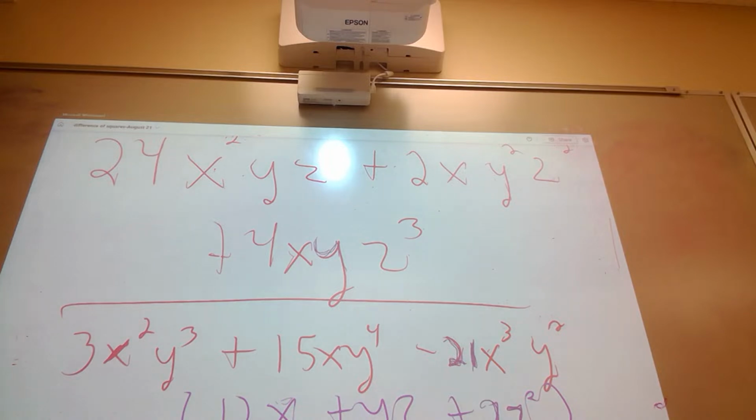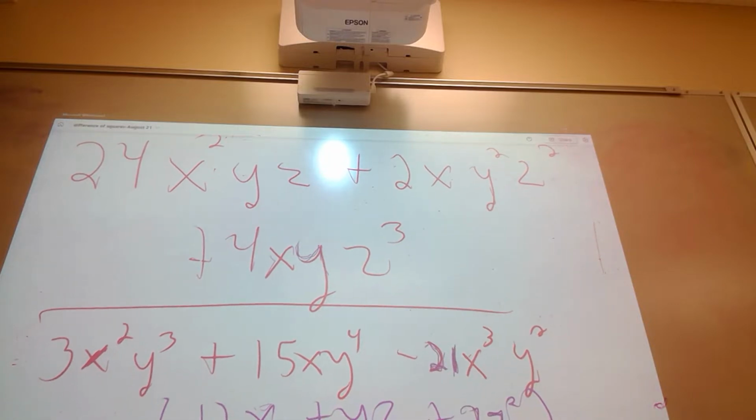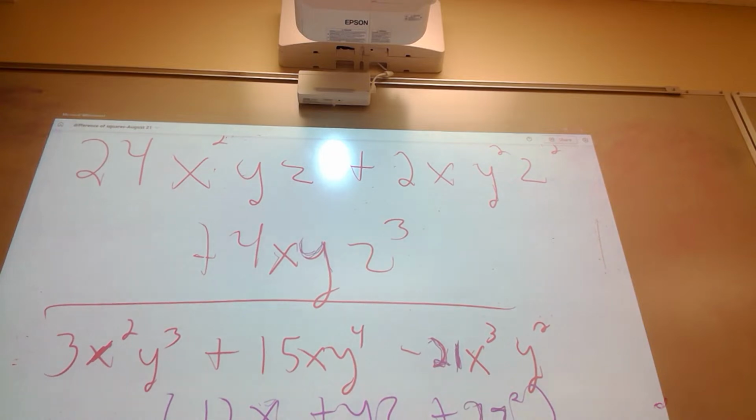We divide x squared by x, we get x. The y and the z cancel. In the next term, the x and the x cancel. The 2 cancels. All we have left is y and z. In the next term, all we have left is 2z squared. 4 divided by 2 is 2. The x and the y cancel. All we have is z cubed divided by z, which leaves us just z squared.